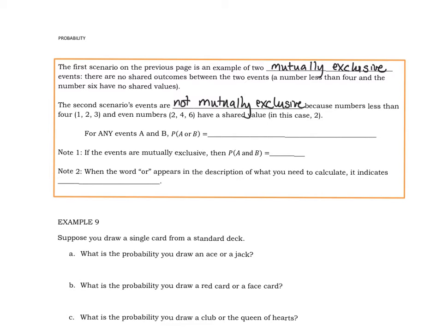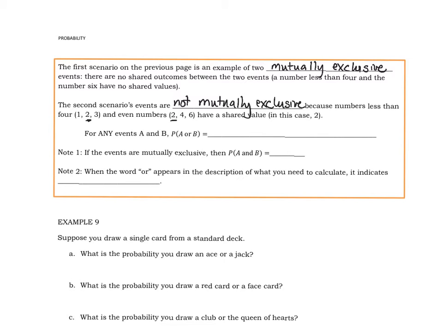All right, the first scenario on the previous page is an example of 2 mutually exclusive events. There are no shared outcomes between the 2 events, like the number less than 4 and the number 6. There's nothing they have in common. The second scenario's events are not mutually exclusive because the numbers less than 4, 1, 2, and 3, and even numbers 2, 4, and 6 have a shared value, so they have that 2 in common.